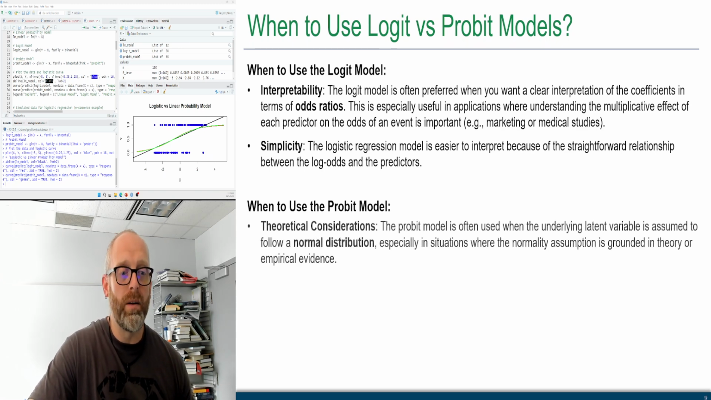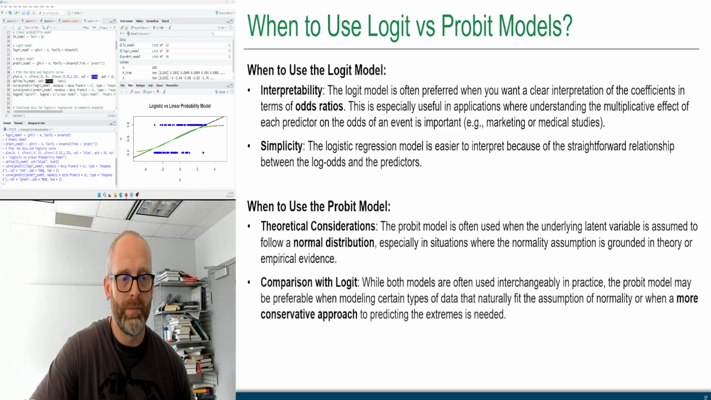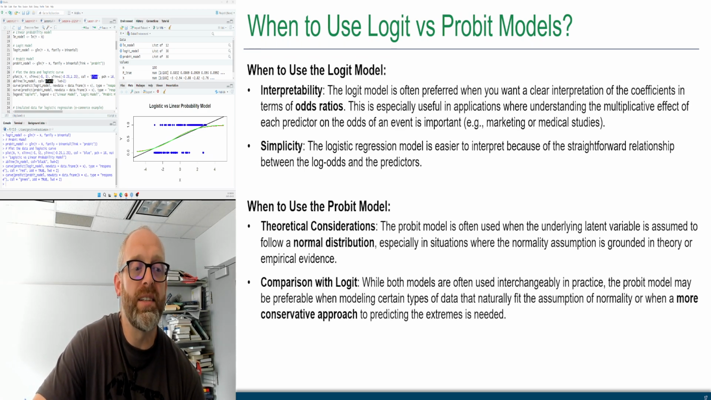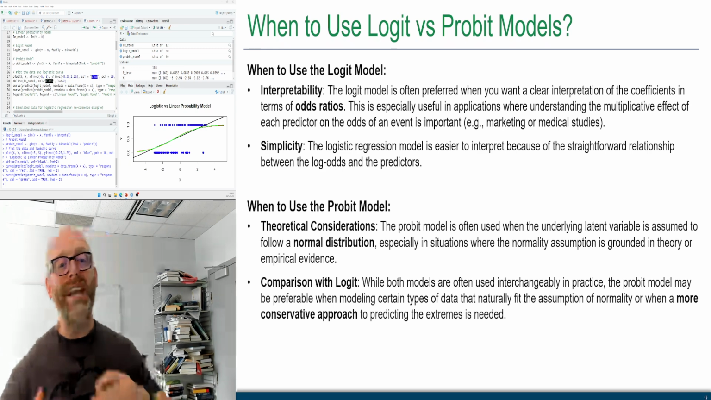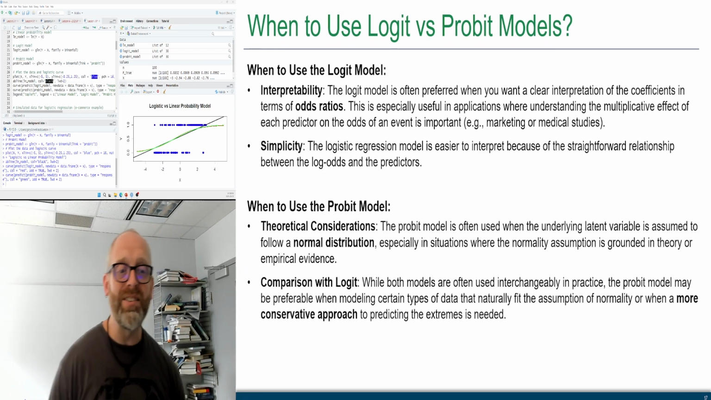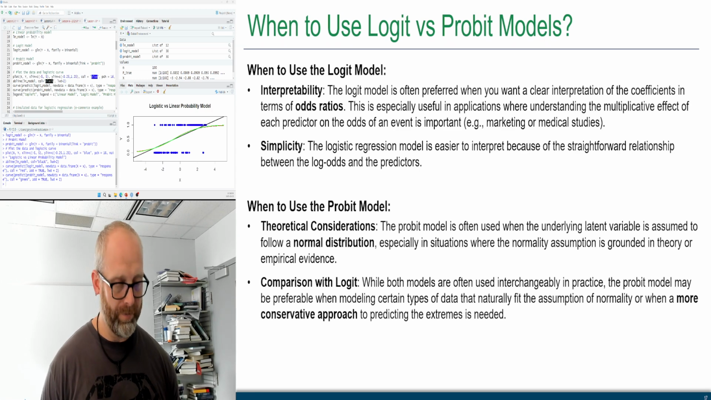All right, what about the Probit model? Again, the theoretical considerations. If that latent variable is assumed to be normally distributed, then this is the way it should be going. Comparison with the logit: while both models are often used interchangeably in practice, the Probit model may be preferred when modeling certain types of data that naturally fit the assumptions of normality, or when a more conservative approach to predicting the extremes is needed. So when we're talking about it flattening out a lot quicker in those tails, that sometimes is in fact preferred.